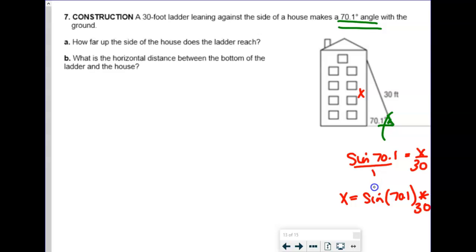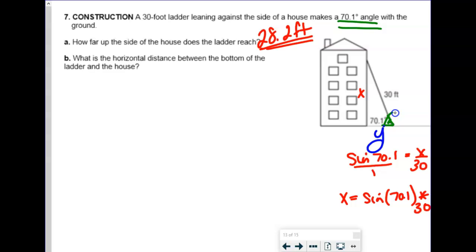And then I think we've all seen ladders on houses, and we've all seen houses. So your answer here should make a little sense. 28.2 feet, I think? Yes. Okay. So then they want to know the horizontal distance. That'd be, I don't want to call that x. I already have an x. Let's call it y.